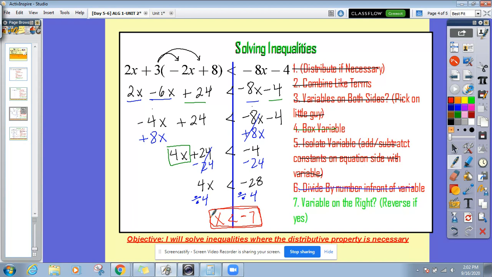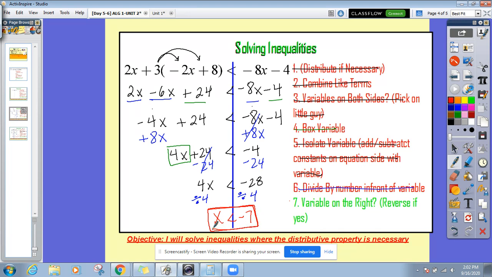Right, so we go on to step 7. Is the variable on the right? Yes, it is. Oh, no, it's not. It's on the left-hand side, right? So it's on the left-hand side. So that's how we know we're done with this problem. If our variable's on the left-hand side, we're good to go.